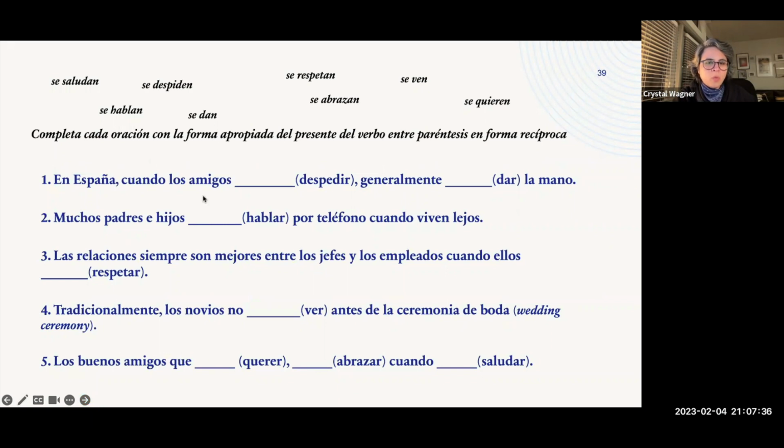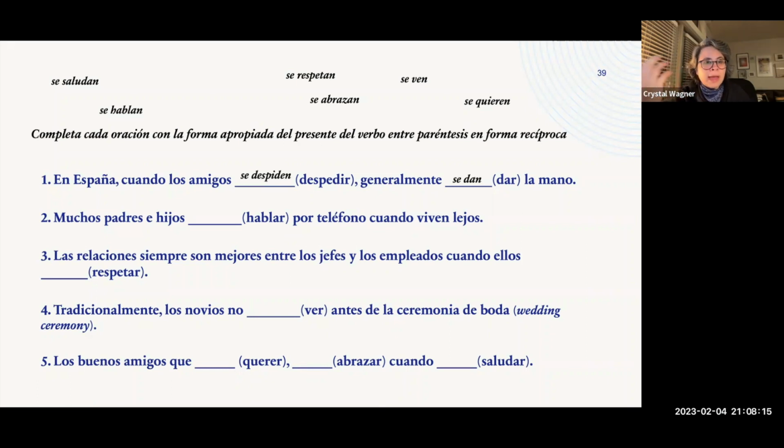En España, cuando los amigos se despiden, generalmente se dan la mano. In this example, I left these verbs in infinitive because I would like to remind you that just because they are in infinitives doesn't mean that they can't work as reciprocals, right? So always pay attention to the context and what's going on. You are not going to have to worry too much about this. If you see the despedirse, you can always pay attention. But in that case, remember, it could be reciprocal or it could be reflexive, right? So pay attention to the context and everything.